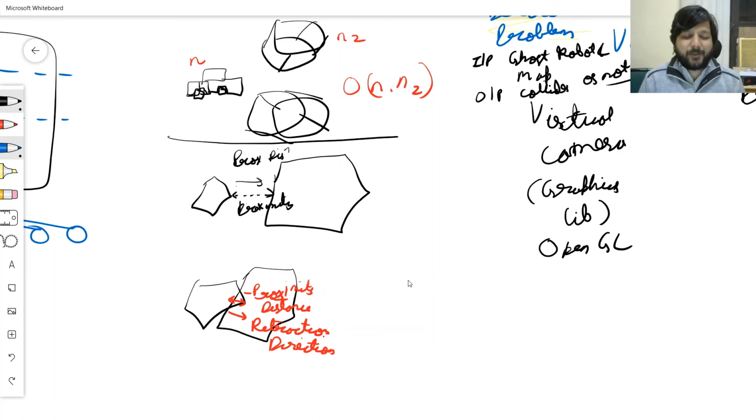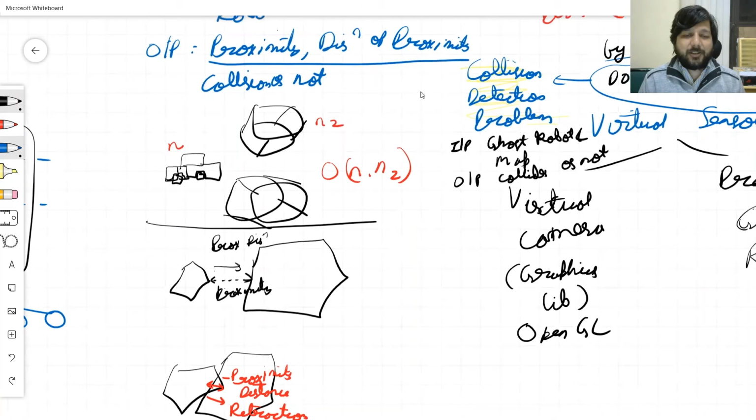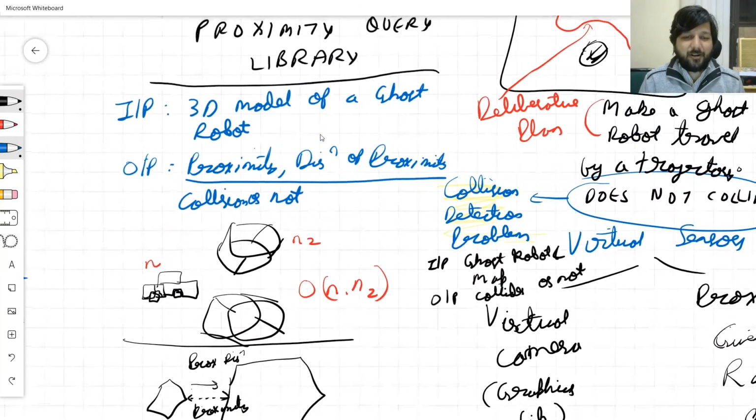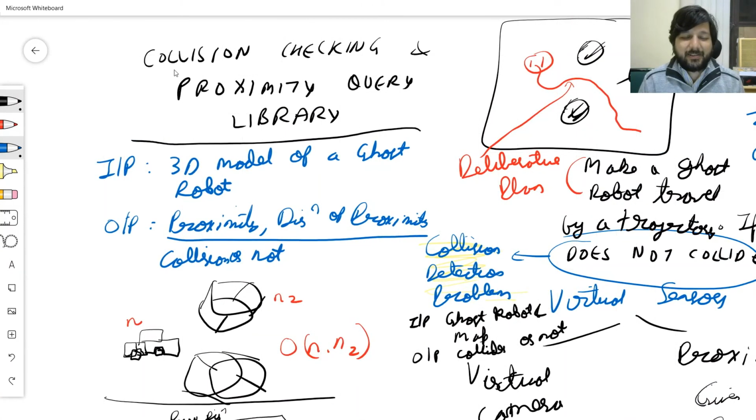And this is the task of a collision detection library or a proximity query library. A proximity query library gives you the closest proximity between a robot polygon and an environment polygon, and the direction of it. If the proximity turns out to be negative, it means there's an overlap, there's a collision.